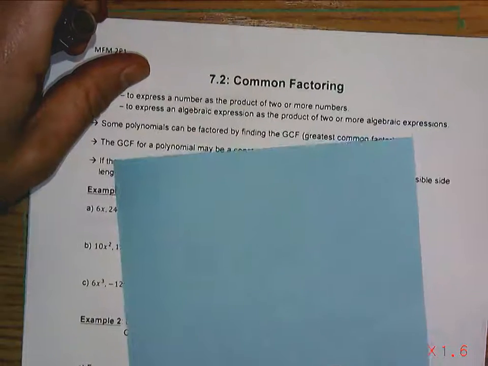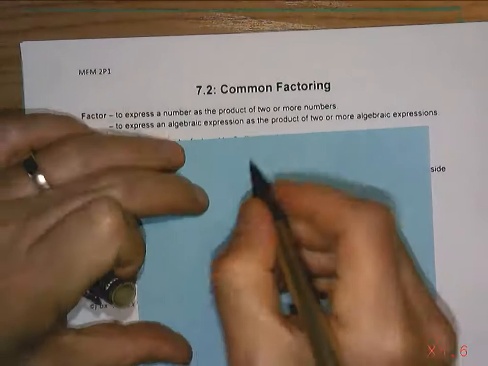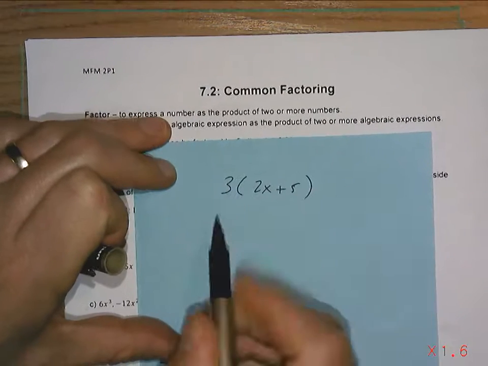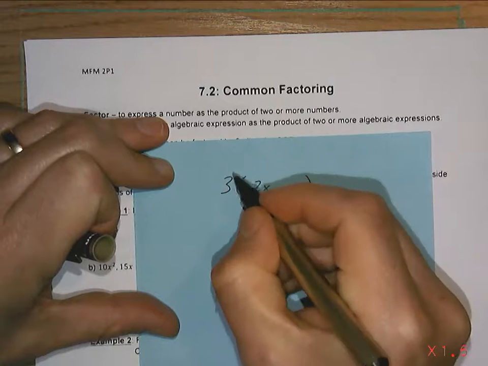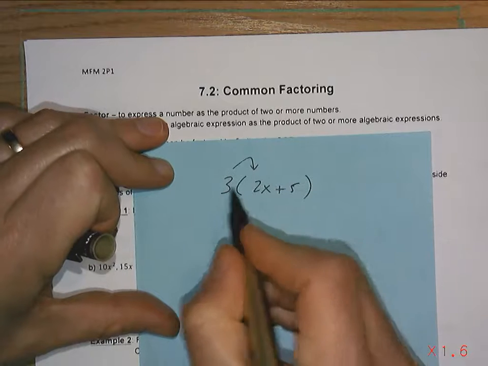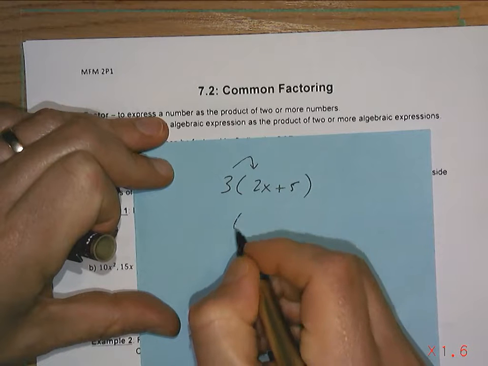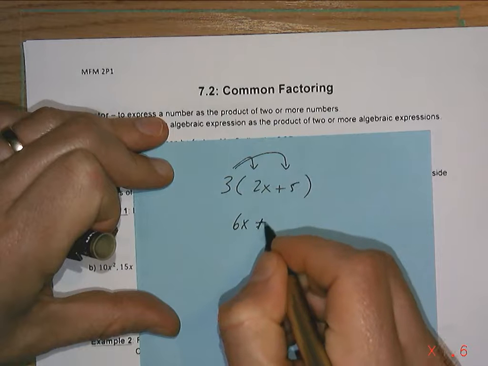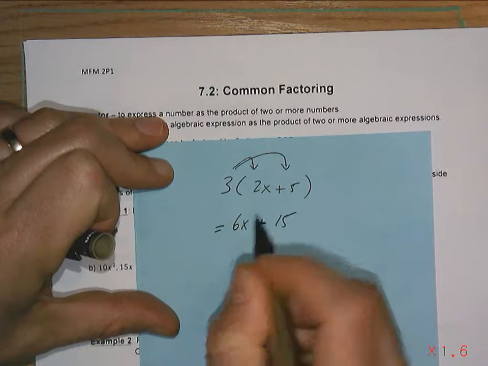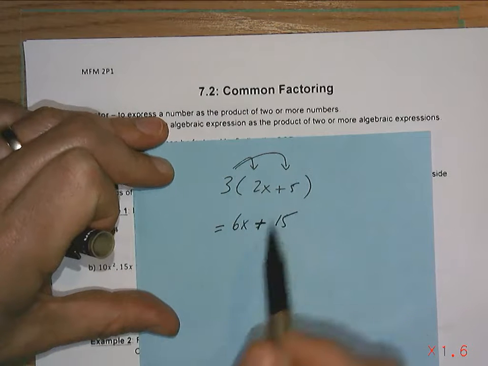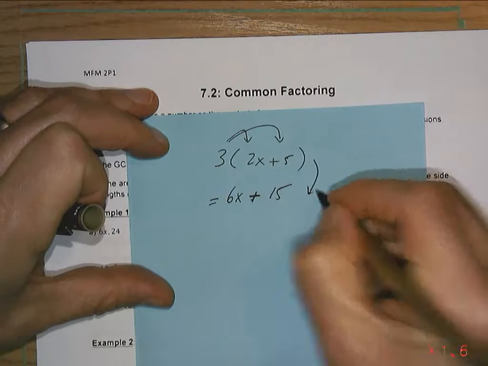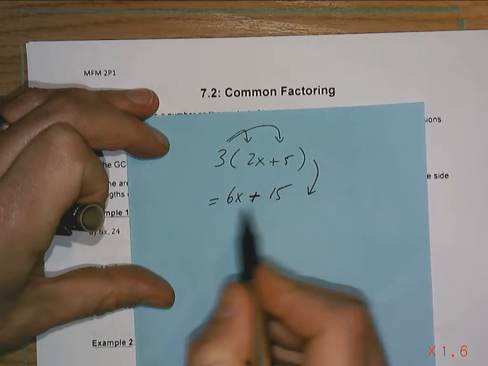Now let's think about the distributive property here for a minute. Very simply, the most simple example I can think of is a monomial times a binomial. So the monomial is going to go in, and it's going to be 3 times 2x, which is going to give me 6x. And it's going to be 3 times 5, which is going to give me 15. So that is the distributive property. Now if I start with a monomial times a binomial, I use the distributive property to get this expression.